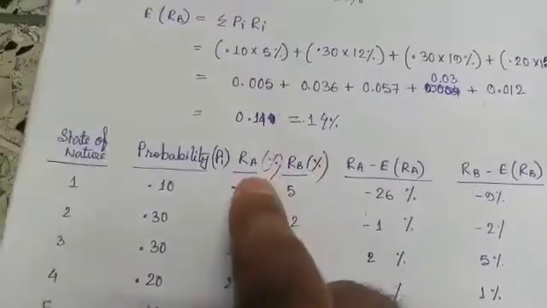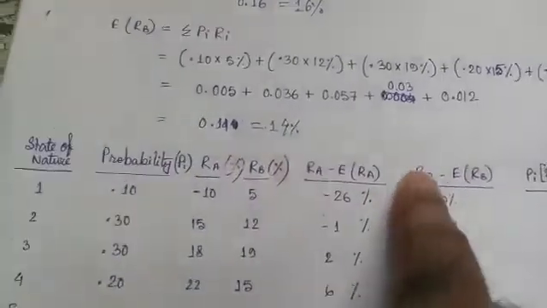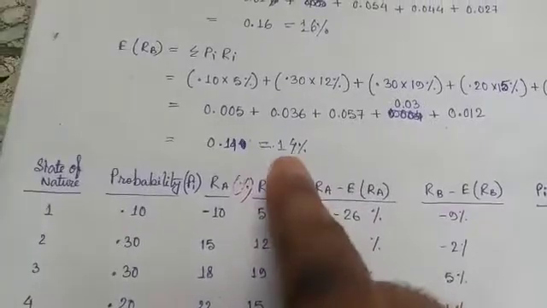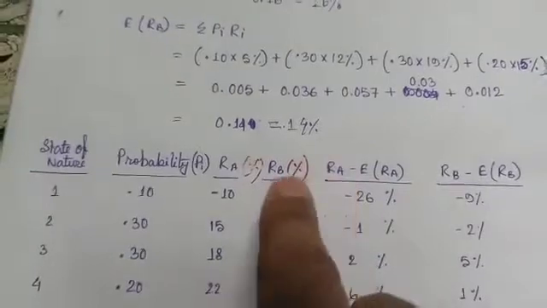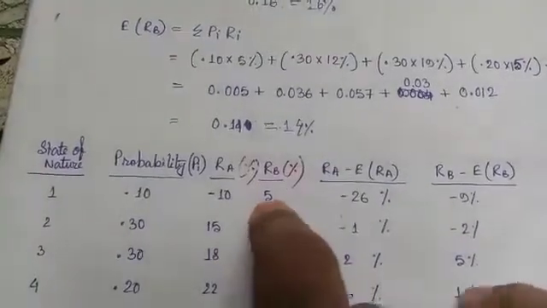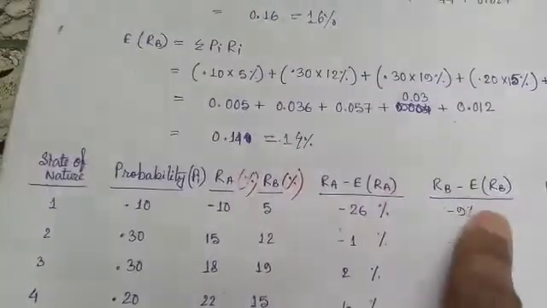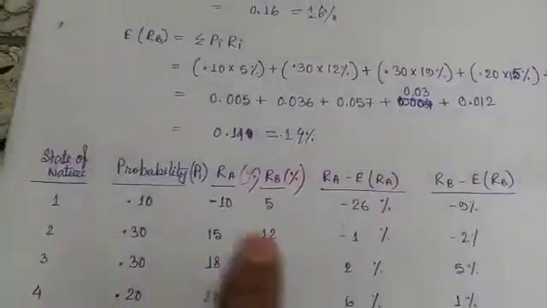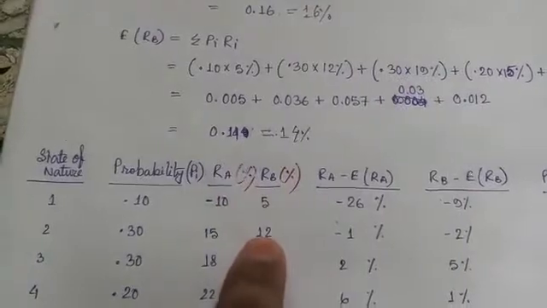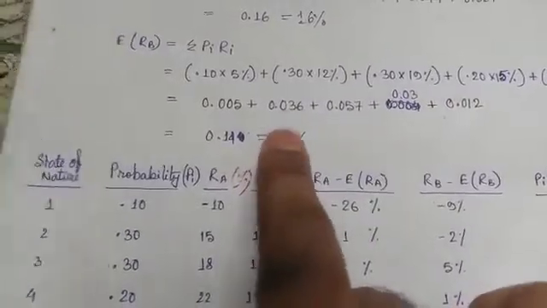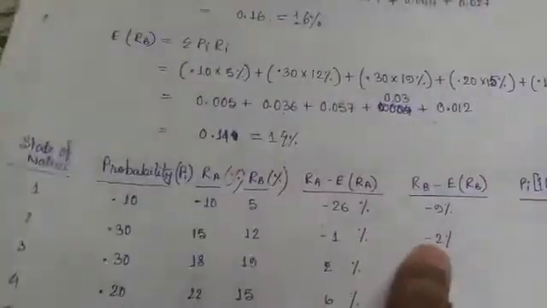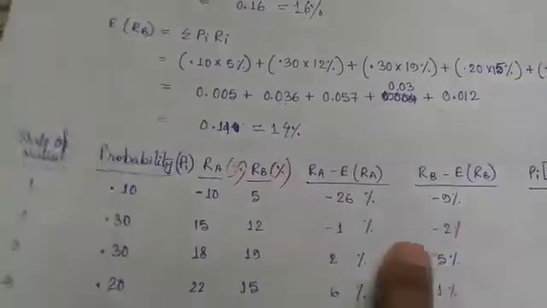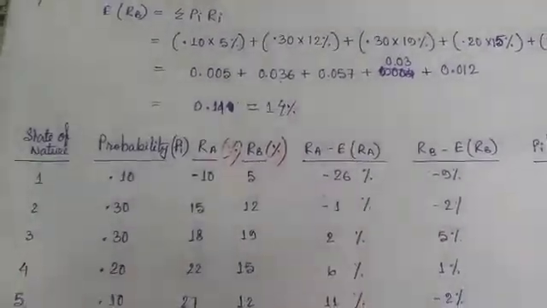In the same way, we have to calculate the mean deviation of return from security B. Here the mean return from security B is 14%, but for state of nature 1, the return from security B is 5%. So, here the mean deviation is 5% minus 14%, that is minus 9%. For state of nature 2, the return from security B is 12%, and its mean return is 14%. So mean deviation is 12% minus 14%, that means minus 2%. Similarly, we have to calculate the mean deviation for each state of nature as we did with security A.